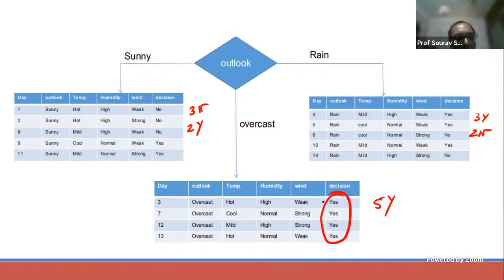But my question to the class once again. So for the outlook overcast, as you already see, if the outlook is overcast, the decision is simply go out and play golf. No problem with that. What will happen for the outlook sunny? Let's say I keep the decision tree as it is, like what you're seeing on the screen. So when the outlook is sunny, what will my decision be?